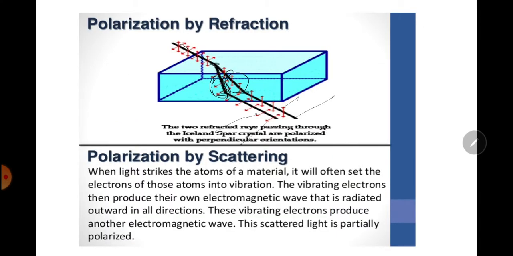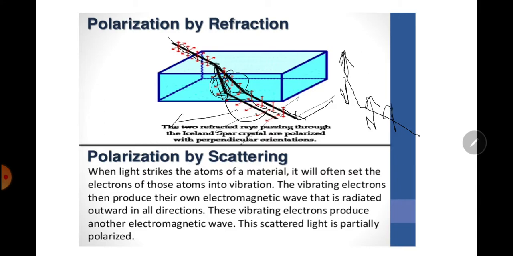Now here, polarization by reflection. Here the light ray is reflected and refracted. If you see, one light ray is reflected and its medium vibrates vertically. So this light ray is polarized vertically and this light ray is polarized horizontally.